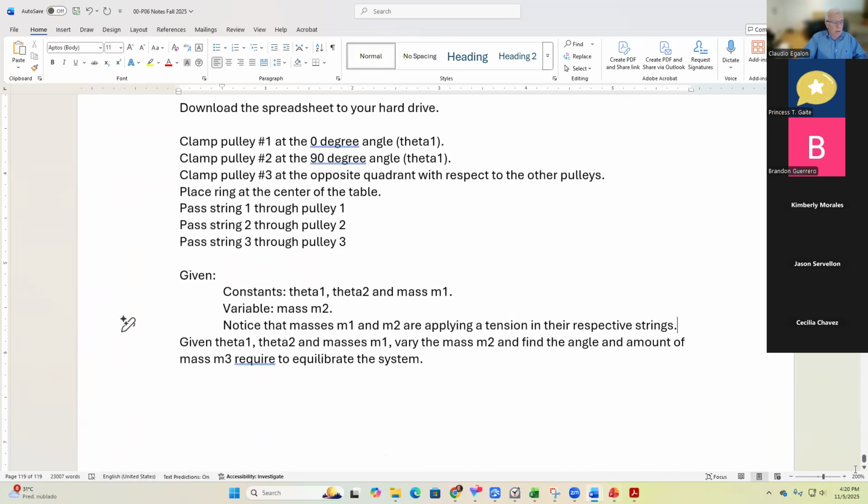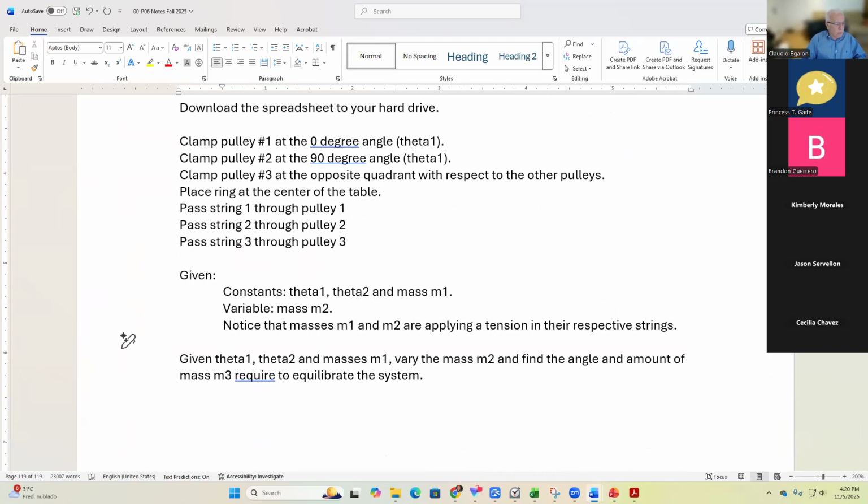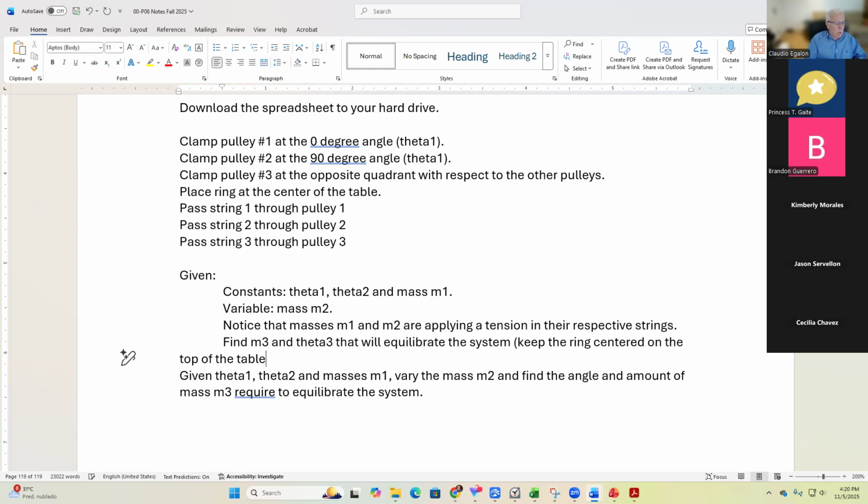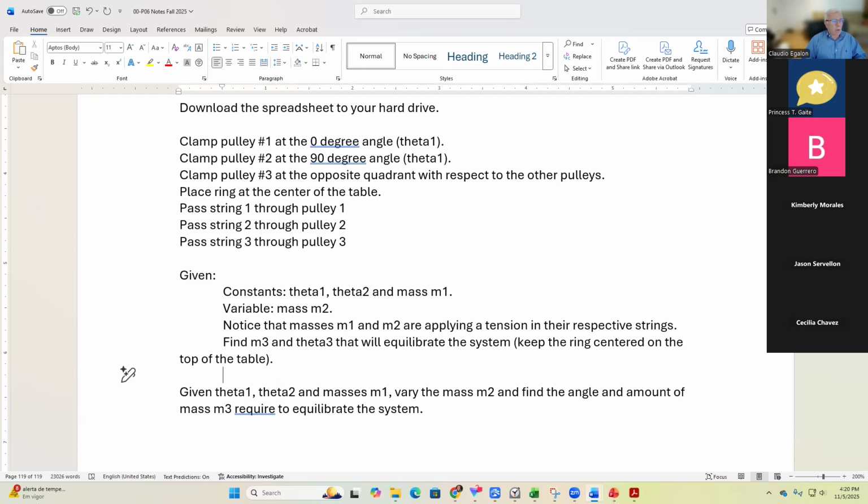For each combination of given constant masses, find m3 and theta 3 that will equilibrate the system. By equilibrate the system, that will keep the ring centered on the top of the table. That was the experimental problem that we are going to solve.